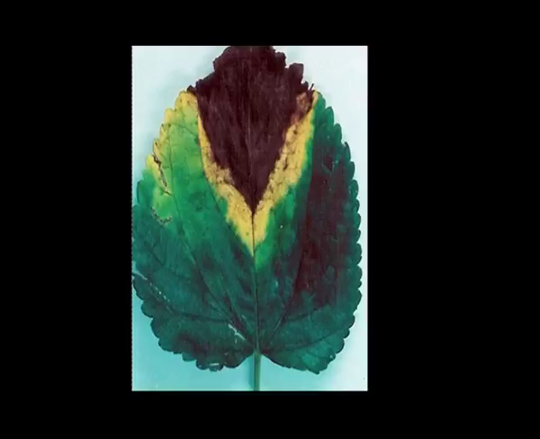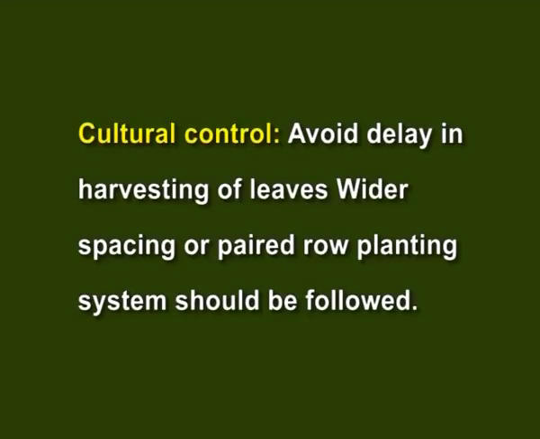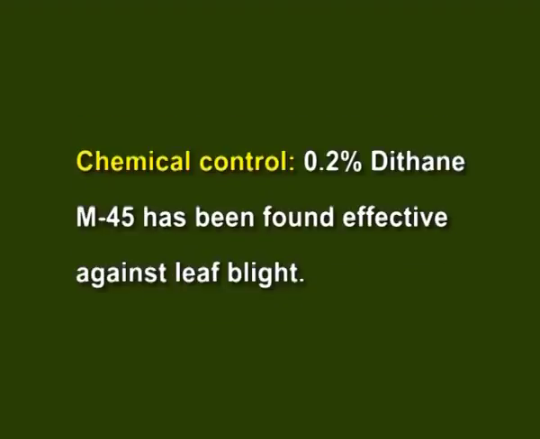The symptoms of the disease are blackening of leaves from the tip or edges of lamina. As the disease advances, the entire leaf surface is affected and falls off prematurely. It is more prevalent in tropical regions. Management. Cultural control. Avoid delay in harvesting of leaves. Wider spacing or paired row planting system should be followed. Chemical control. 0.2% Ditanium 45 has been found effective against leaf blight.